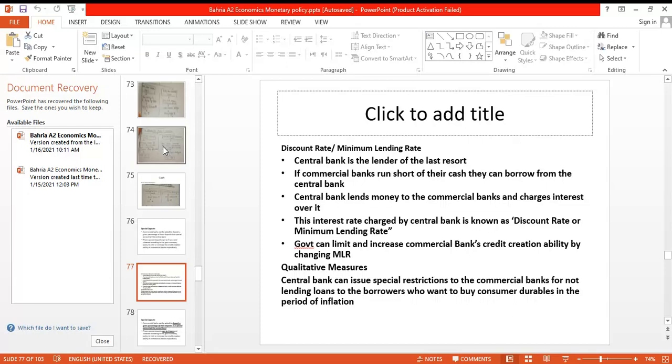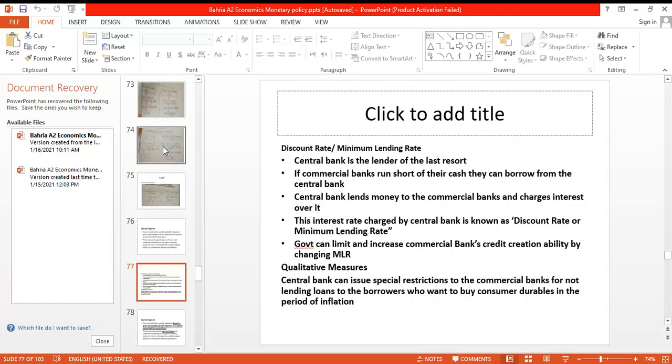So now bank A is left with only one option. It can go to the central bank and it can request for a loan. It can ask them to lend the money. But they can only do that if they cannot get money from other banks in the banking system.